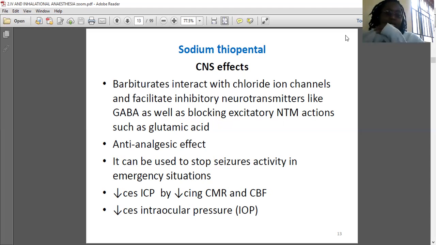So it also has anti-analgesic effects. It can be used to stop seizure activity in emergency situations. I think that's why we said you can give it in status epilepticus. It decreases intracranial pressure by increasing cranial.